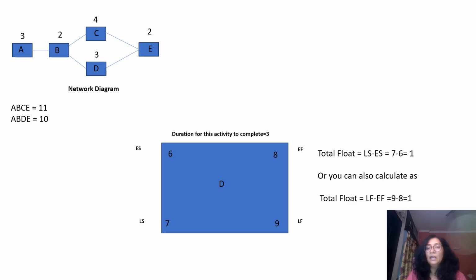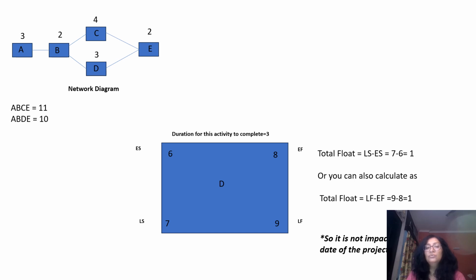Now we are asked to calculate the total float in this particular activity. So the formula is very simple. It is late start minus early start, which is 7 minus 6, and you get 1. This is the total float of this activity. Or you can also calculate it as late finish minus early finish. 9 minus 8. It comes to 1.